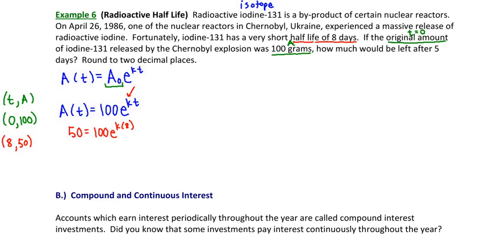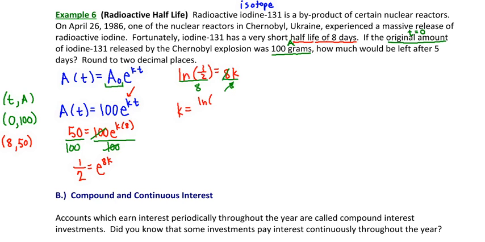So to solve for K, we're going to divide both sides by 100. On the left side, notice we get 1/2. That's where the half-life comes from. And let's call that 8K. To solve for K, we need to convert to exponential form. So we'll rewrite this: natural log of 1/2 equals 8K. And then we can solve for K by dividing both sides by 8. So it looks like our rate of decay, K, is equal to natural log of 1/2 divided by 8.